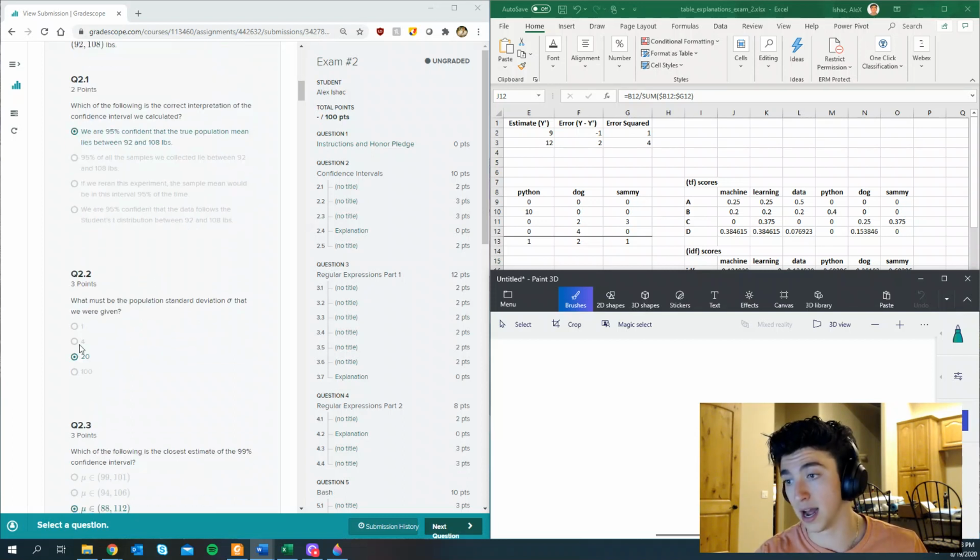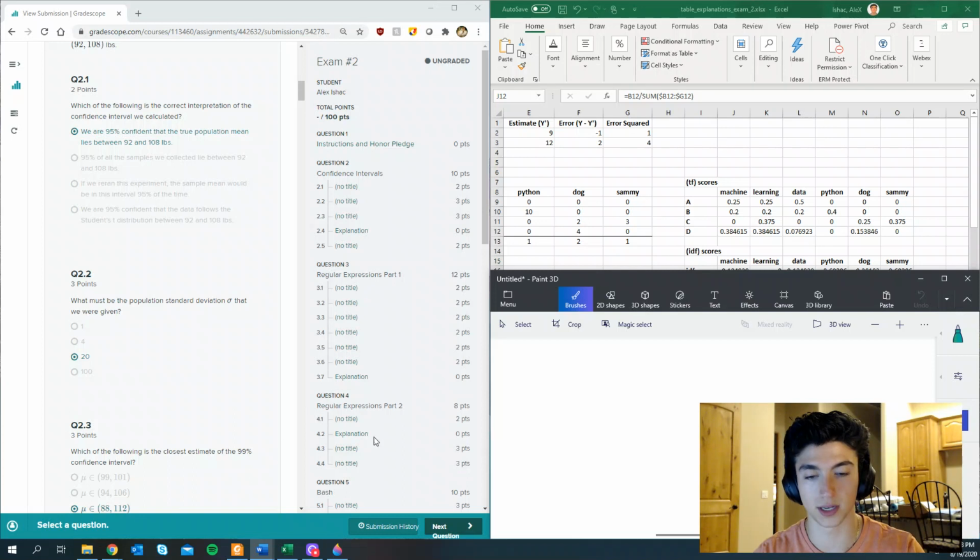2.2 is asking what must be the population standard deviation that we were given. And the answer for that is 20. How did I calculate that? Well, the standard deviation is obtained by dividing the length of the confidence interval by 3.92 and then multiplying by the square root of the sample size, which ends up being about 20.4.